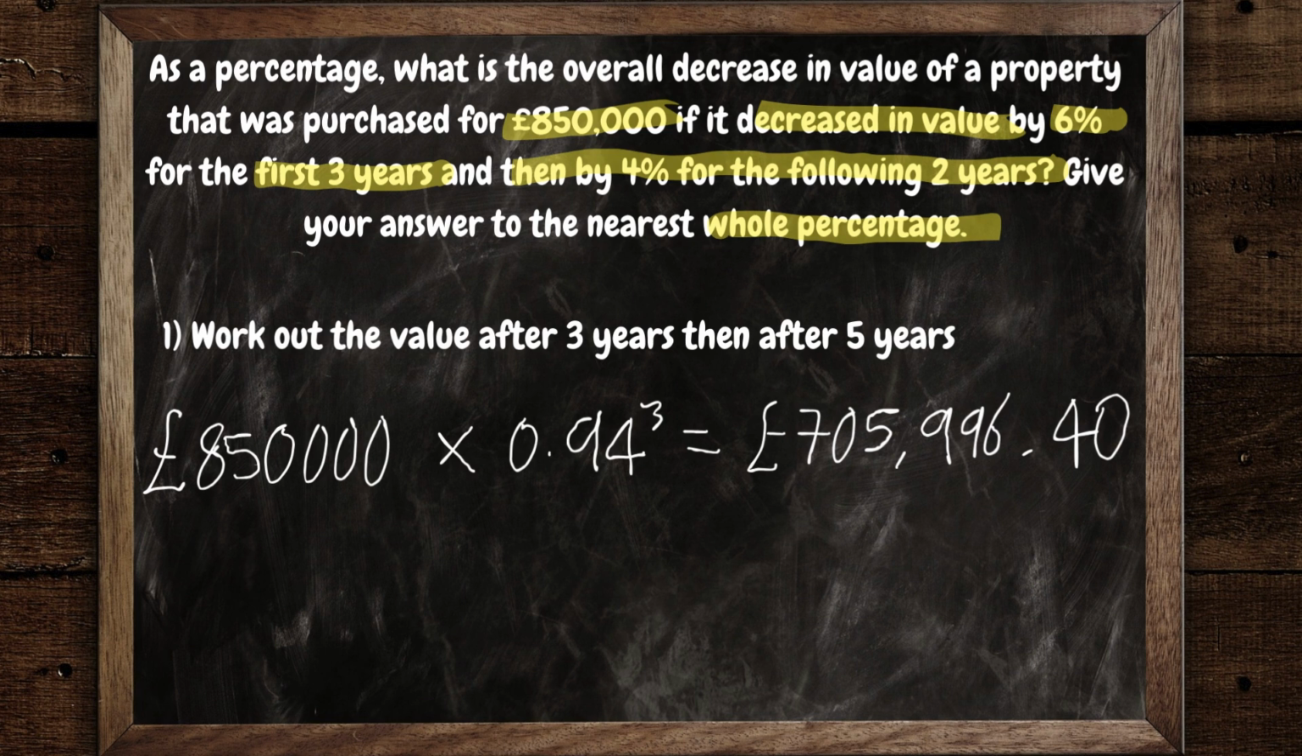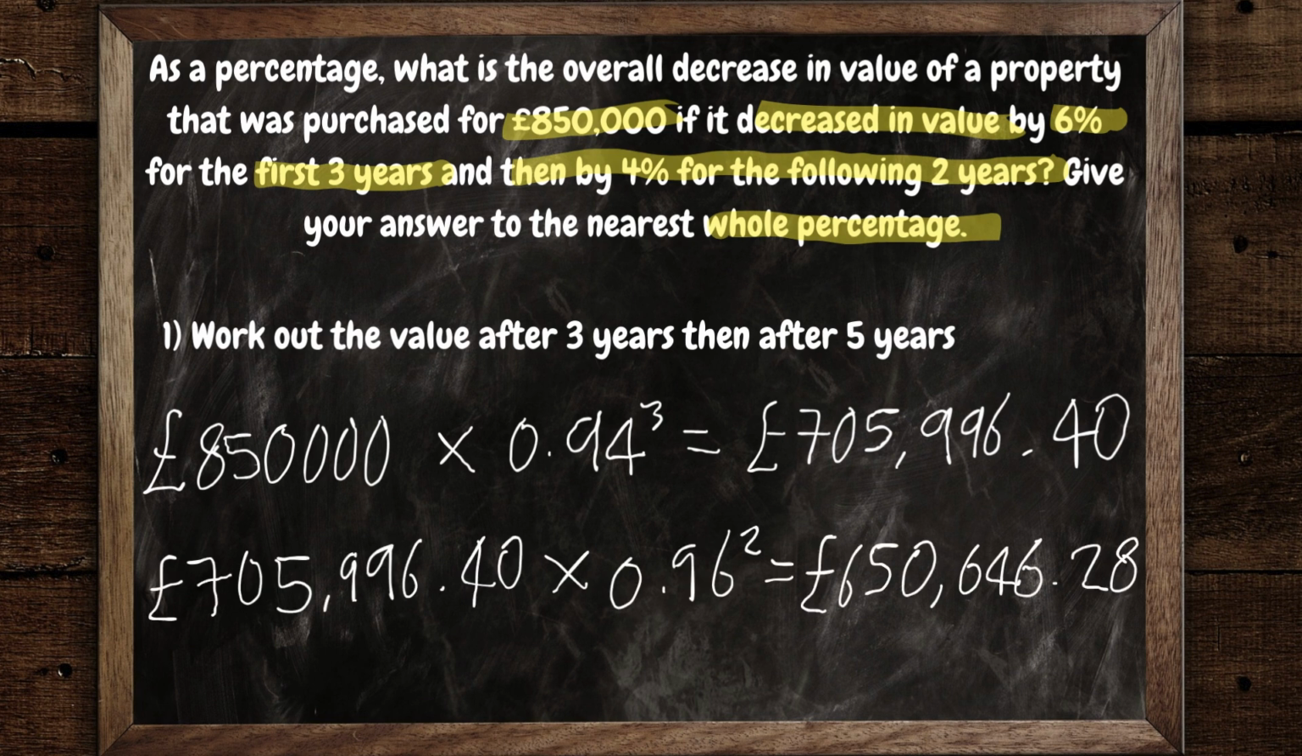And then you multiply that 3 times. So your answer will be £850,000 multiplied by 0.94 to the power of 3, which gives you an answer of £705,996.40. Okay, so that would be your answer after the first 3 years.